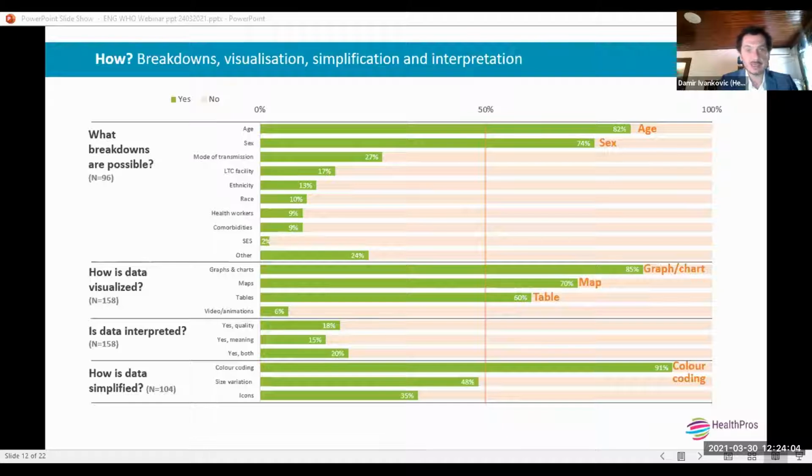And under data meaning, we looked at whether there was an explanation of what the analysis or what the data signals. So for instance, whether a certain number going down is a good thing or a bad thing, pandemic-wise. And we can see that out of these interpretation aspects of dashboards, just over a half had some or both of these types of interpretations. We also looked at data simplification techniques, which are one of the features of dashboards, and most of them did use a certain type of color coding, while other types of simplification techniques were used less often.